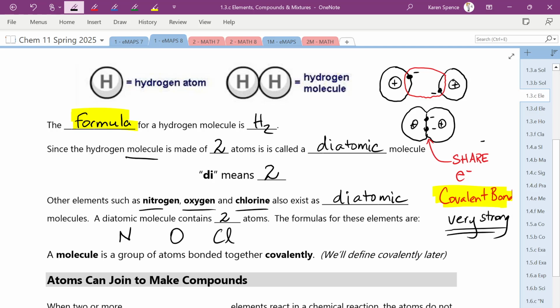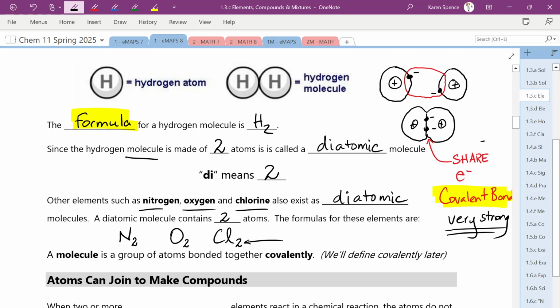So the symbol for nitrogen is N, but nitrogen is diatomic. So what would we have to add to the end of that? We would have to add a 2. So we have N2, O2, Cl2.